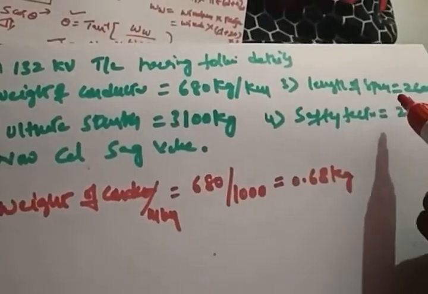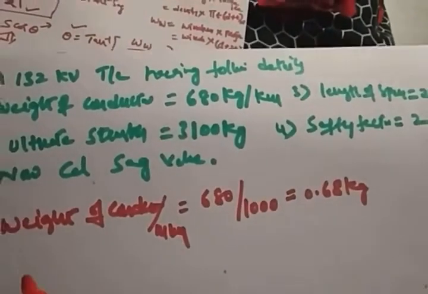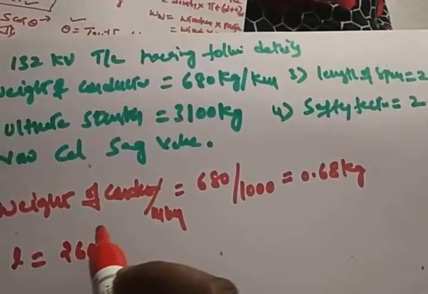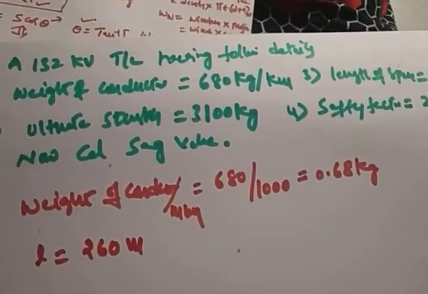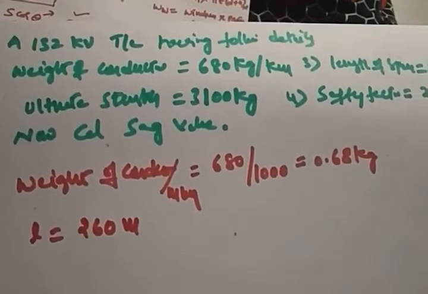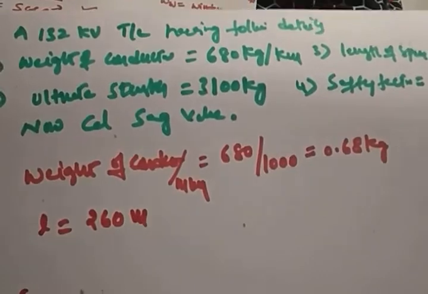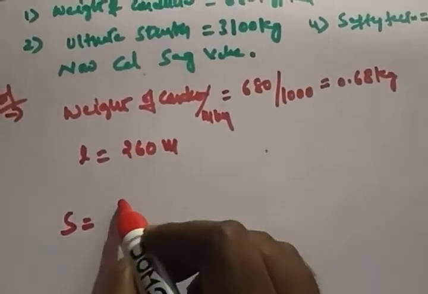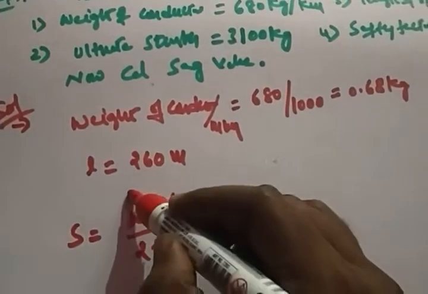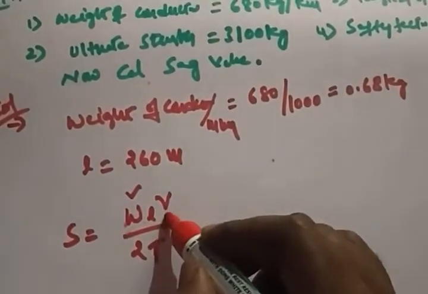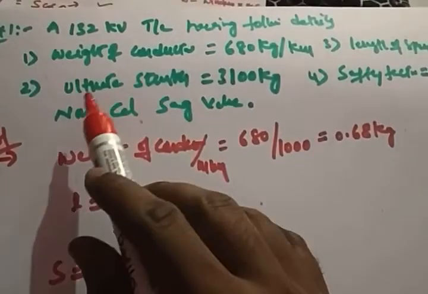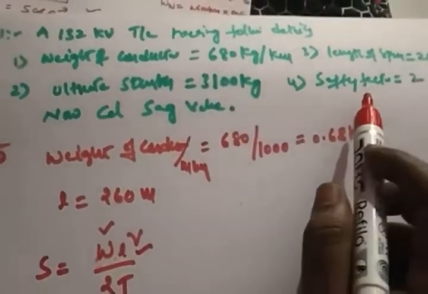After that, length of the span. What is the length? L is given. What is the L? 260 meters. Okay, this is also specified in meters, no problem, right? Now they want to calculate the sag value. What is the formula for sag? WL square by 2T. Right? You know the value of W, you know the value of L, you don't know the value of T. So for this, they have given ultimate strength and safety factor.